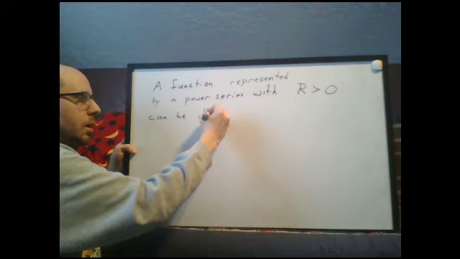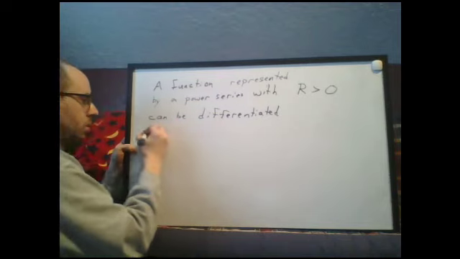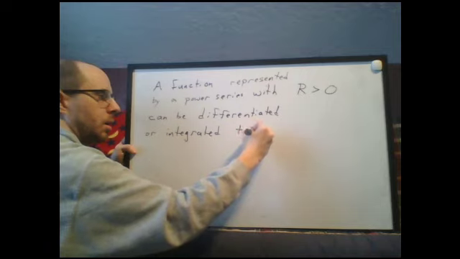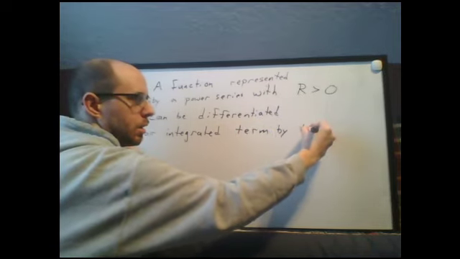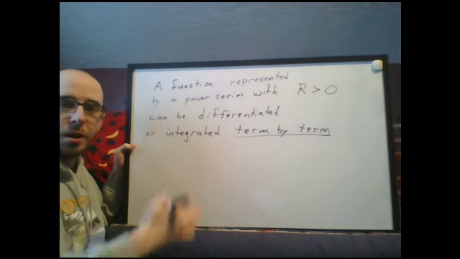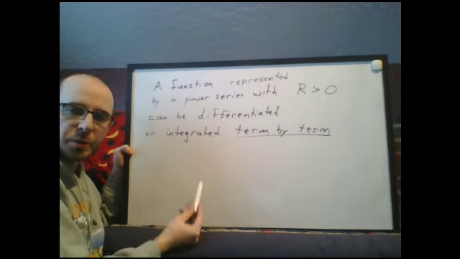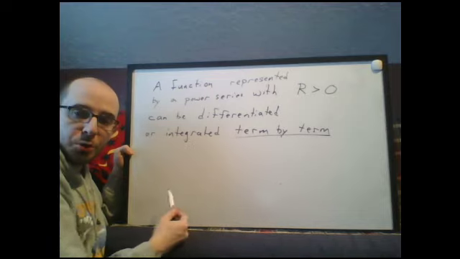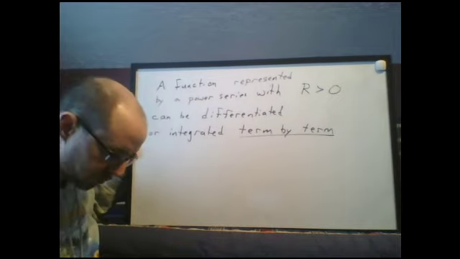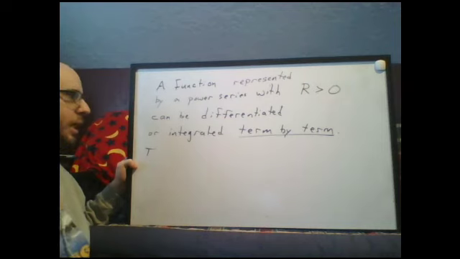can be differentiated or integrated term by term. So this is just what I was saying earlier. If we can write it as a power series, it's like an infinite polynomial. I can then go through and take the derivative of each term separately to get a new power series, or I can take the antiderivative term by term to get a new power series. So we'll say that it can be differentiated or integrated term by term.